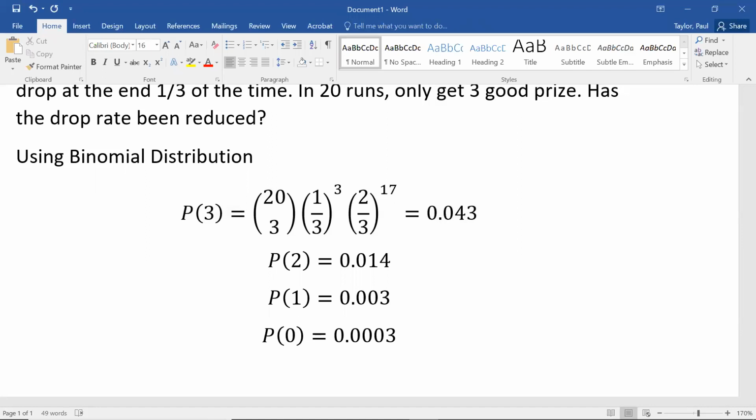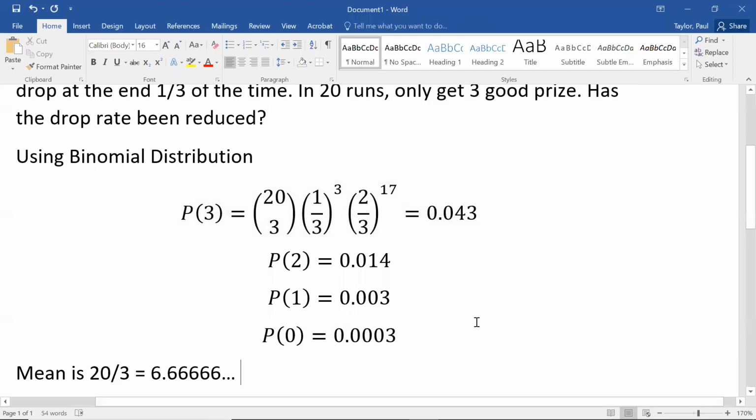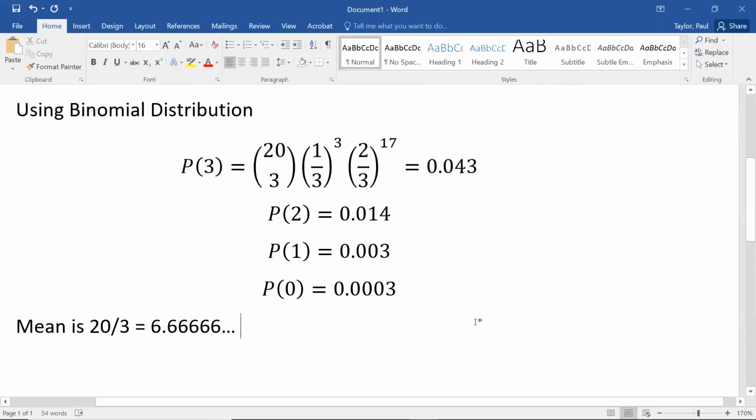Before I add those up, I'm actually going to go one step further. We know that the mean is 20 divided by 3, which is 6.66666. So getting a 3, how far away is that from the mean? It's like 3 2/3 below the mean. So it would be just as unusual to get a number of prizes that was 3 2/3 above the mean.